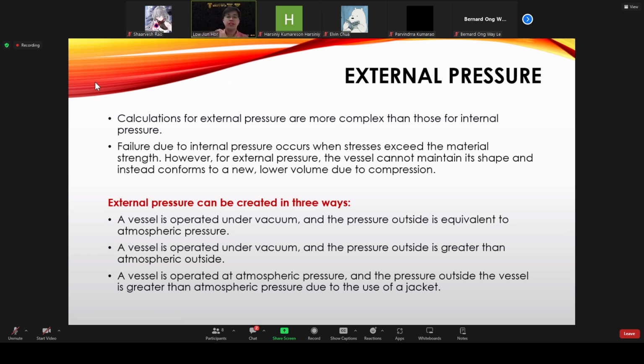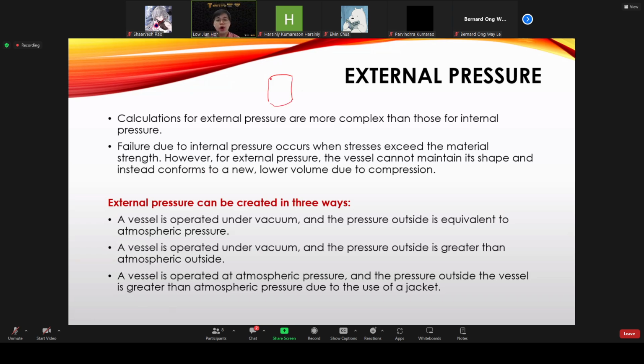Okay, so we proceed. Now today we will only focus on the external pressure. Before we proceed, I think it's good I try to explain a bit what external pressure is. Imagine now you are given a pressure vessel.